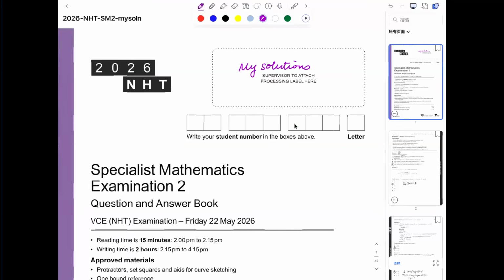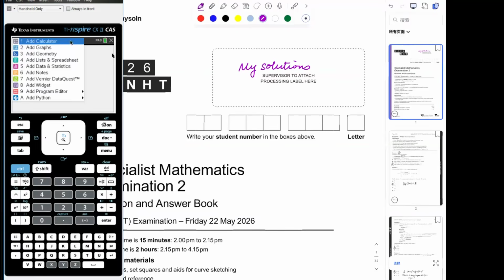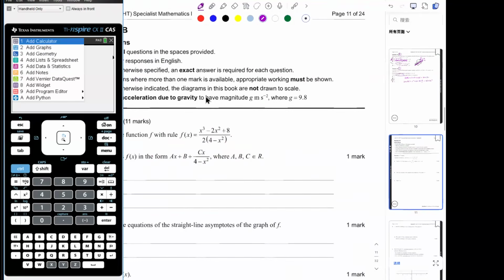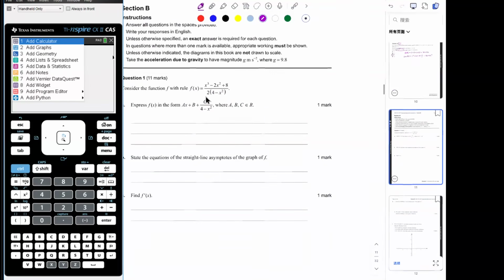Okay, here comes the second video, exam 2, section B. Let's have a look. So now if we consider this function, we want to express f of x in the form. So let's define the function first.